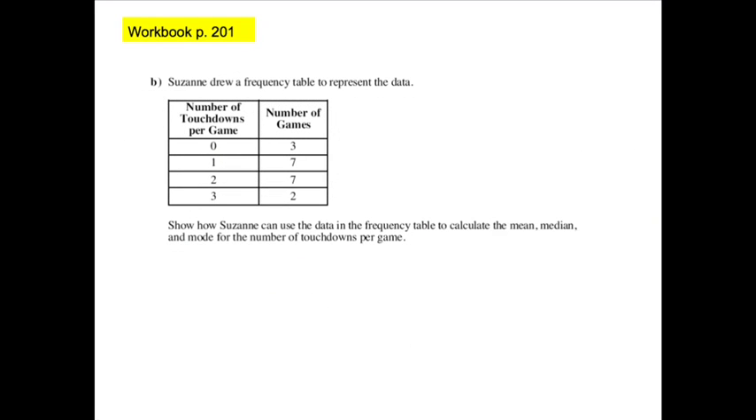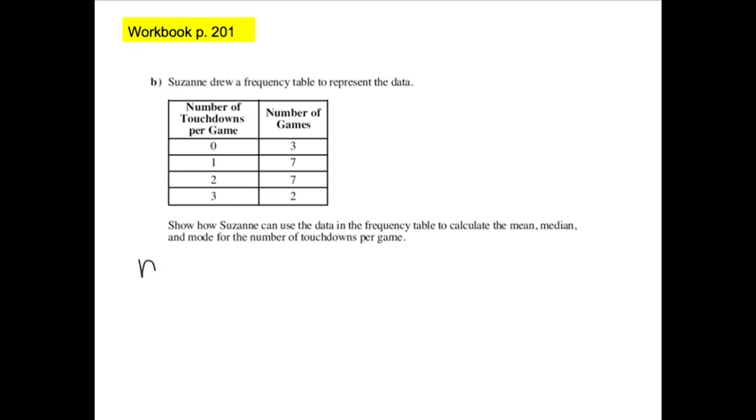So an easier way to look at the data above is to organize it into a frequency table. That makes a few things easier to see, and you're not dealing with raw data all over the place. Alright, makes it nice and organized. So the question is, how can Suzanne use the data in the frequency table to calculate the mean, the median, and the mode for the number of touchdowns per game?